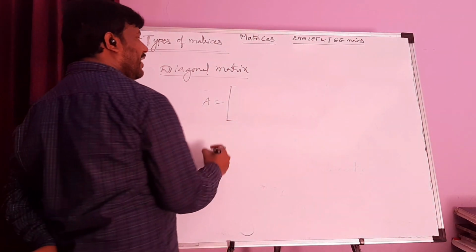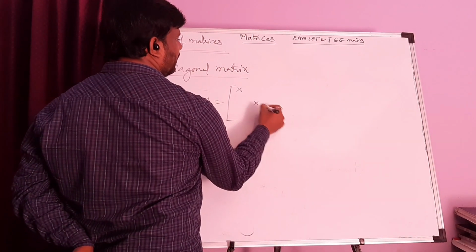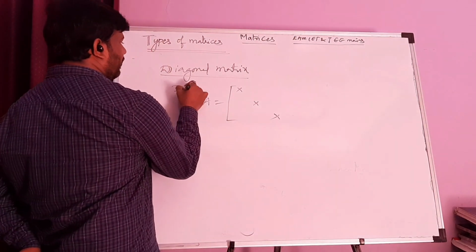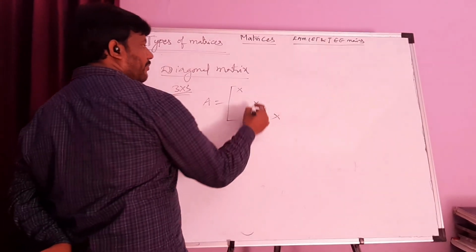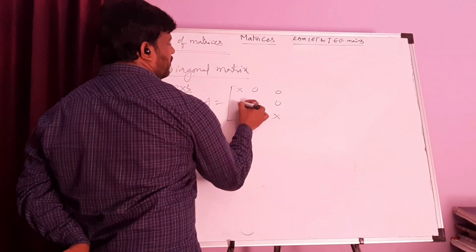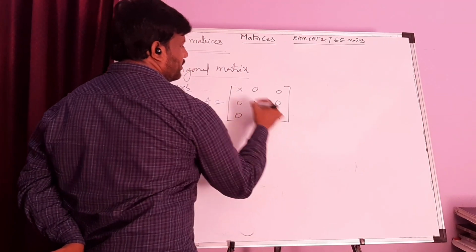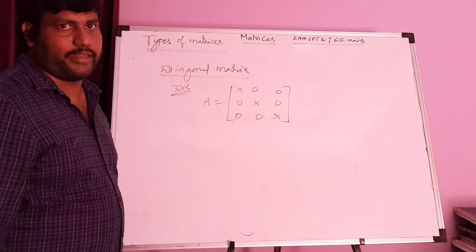Suppose I am defining a 3 by 3 square matrix. These are the principal diagonal elements. The non-principal diagonal elements are zeros. The non-principal diagonal elements are zero. Such a matrix we can say is a diagonal matrix.